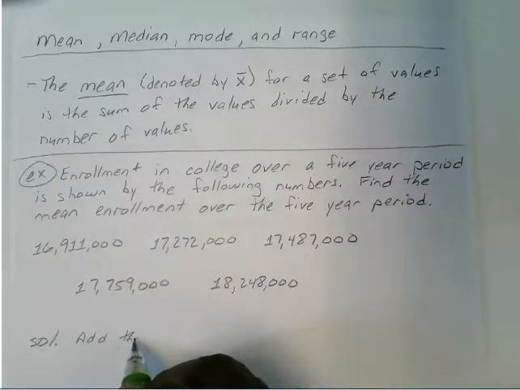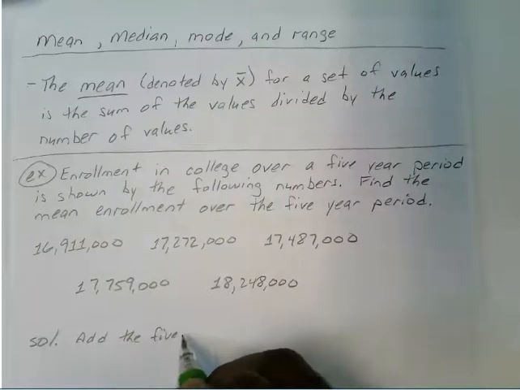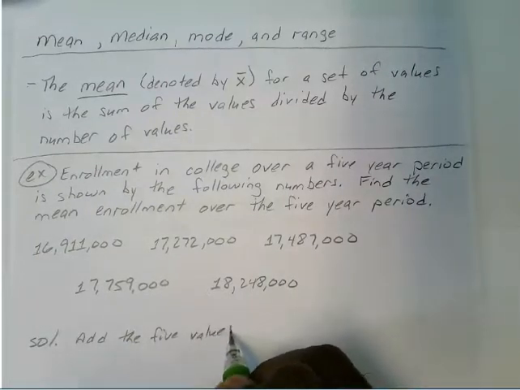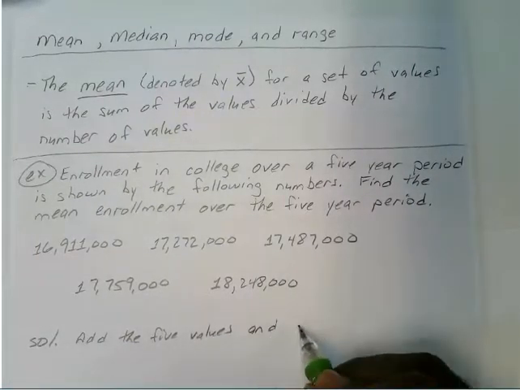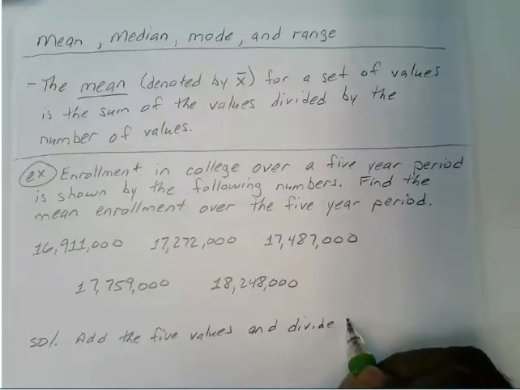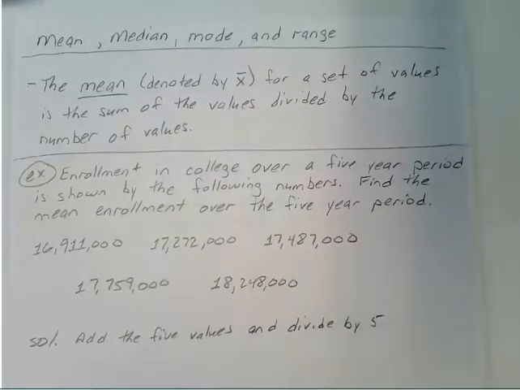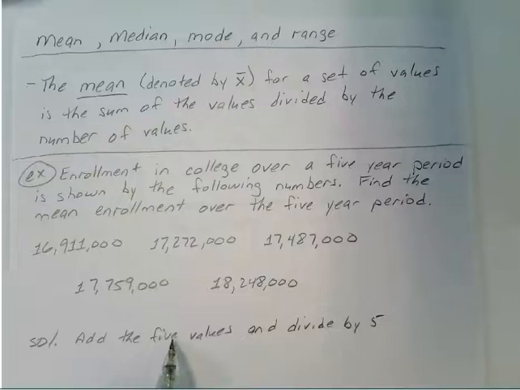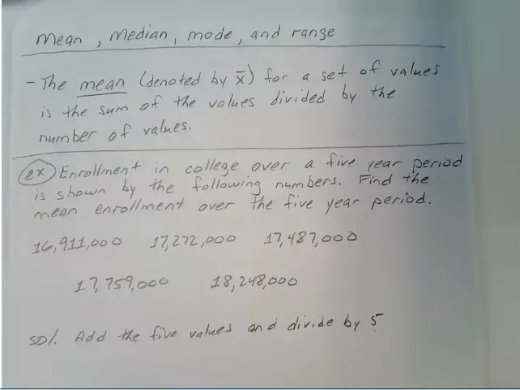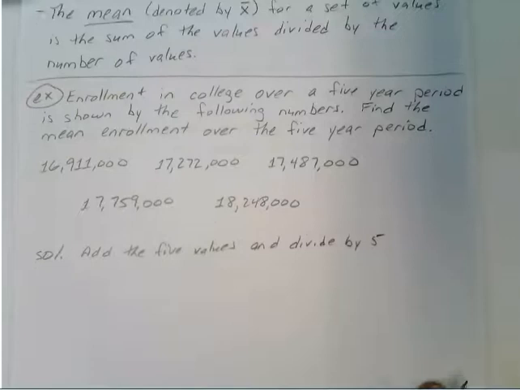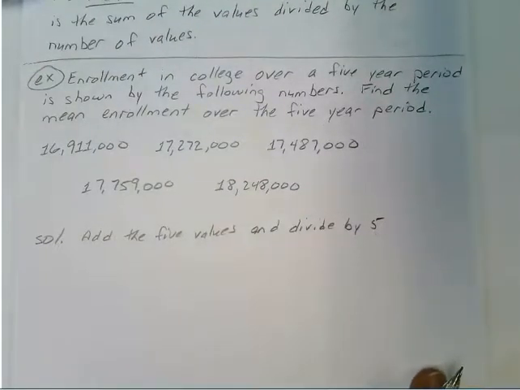So what we're going to do is add the 5 values and divide by 5. And again, if we had 8 values, we'd add the 8 values and divide by 8. So the numbers you add and the numbers you divide by pretty much match up.